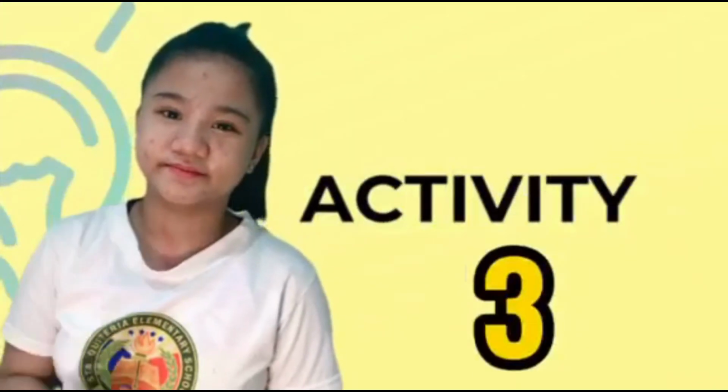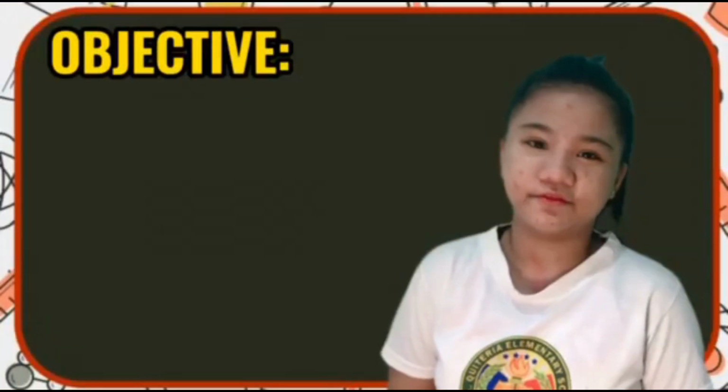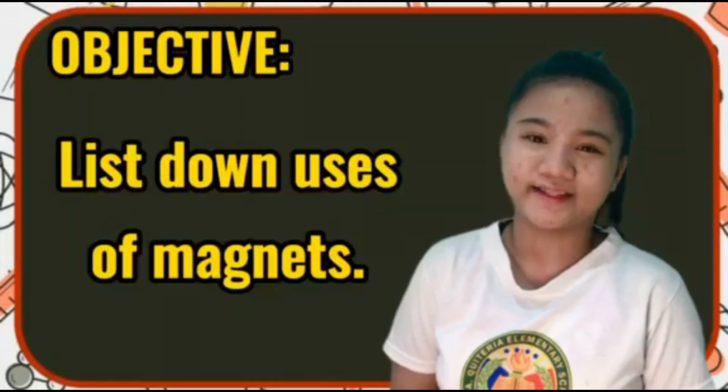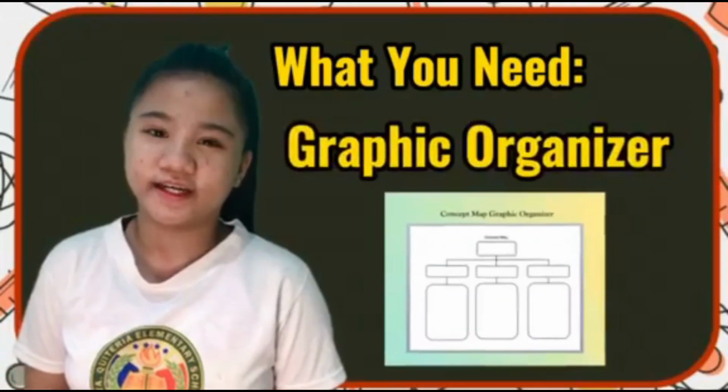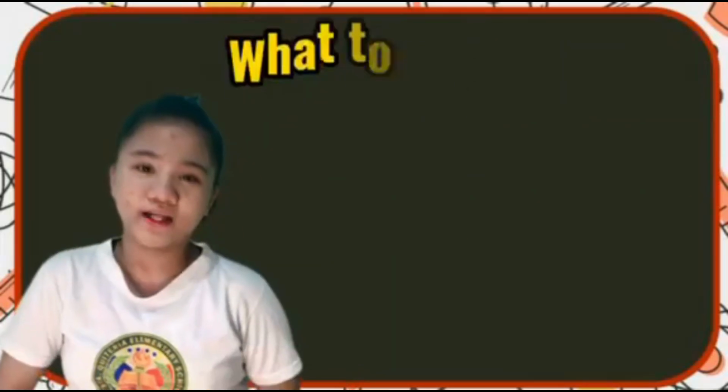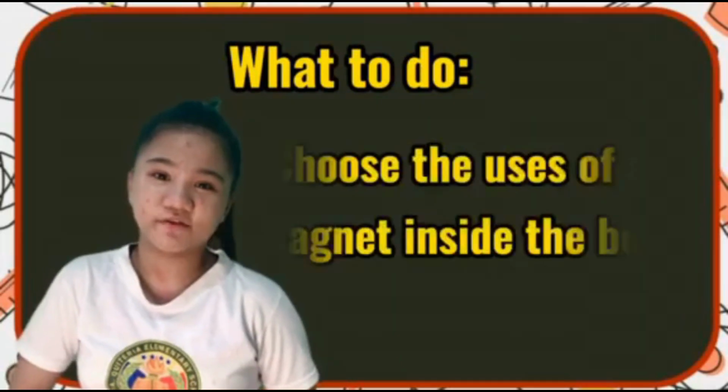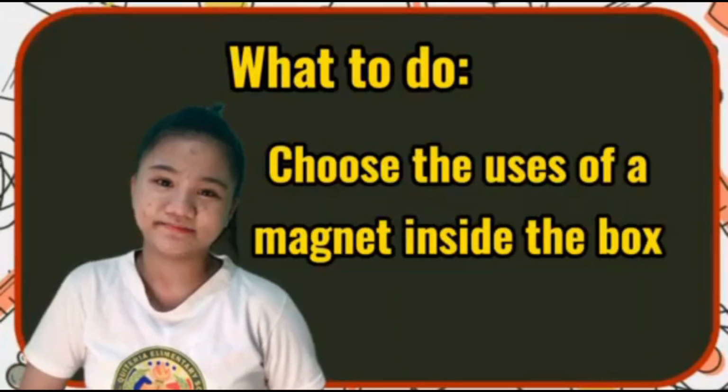Activity 3. Objective. List down uses of magnets. What you need? Graphic organizer. What to do? Choose the uses of a magnet inside the box.